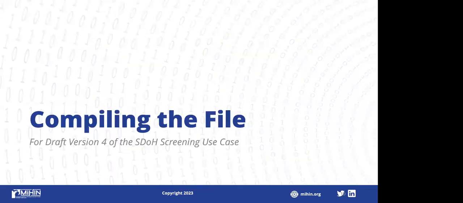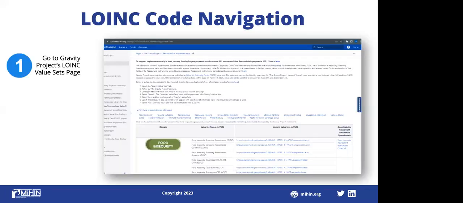Now that we've reviewed the specifications document, let's go through compiling a file for the draft version 4 of the SDOH use case. Next slide, please. So let's say you've got your report of individuals screened with date, with who screened the individual, and with all the LOINC codes from your system. You'll want to narrow it down to only the approved LOINC codes as sponsored and updated by the Gravity Project for SDOH. To find those codes, go to the Gravity Project Value Set website, whose link was previously provided. Next slide, please.